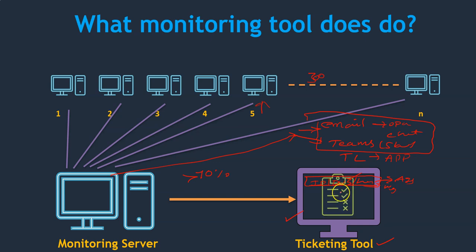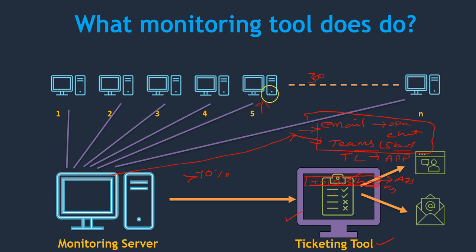So whenever you receive this alert in your ticketing tool, you can even configure this to your Teams or Slack channel so that you will get a notification, and you can even send it as an email so that it would be easy for you. Now you have received an email, or in your chat box you have received it, so you can go and solve the issue.